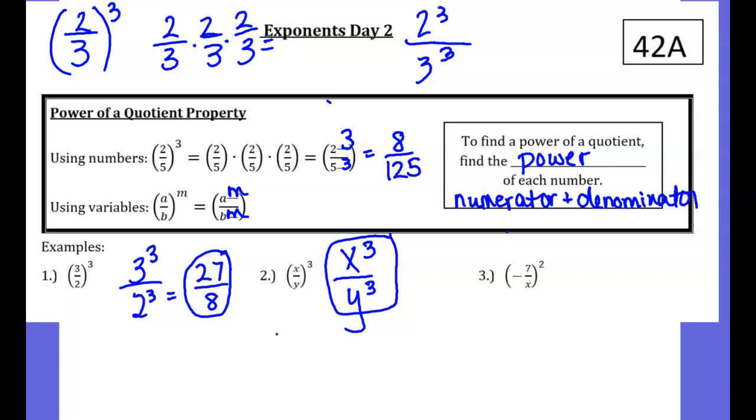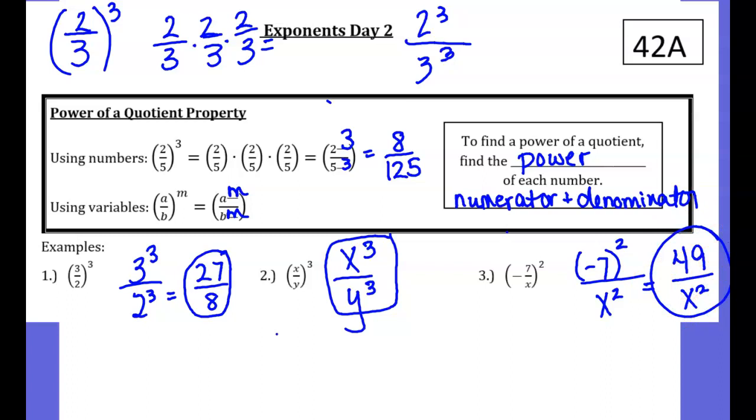Okay, number 3, we have a negative 7 over x. Okay, so you're going to want the negative to go with either the numerator or denominator. You don't want to do both, because if it was both, it would be a positive 7 over x. But you want, in this case, I'm just going to take the 7 and make it a negative 7 and square it, and the denominator is going to be x squared. So when I evaluate it, I get 49 over x squared.